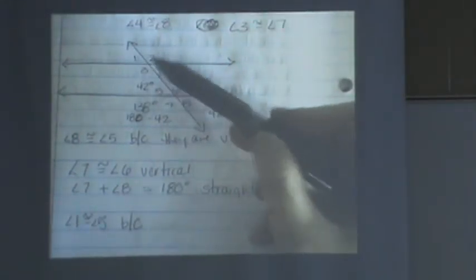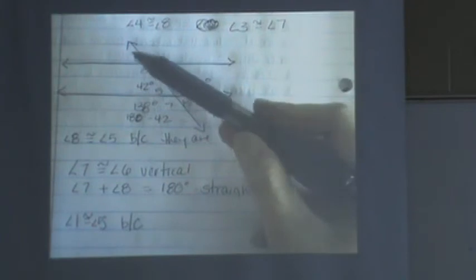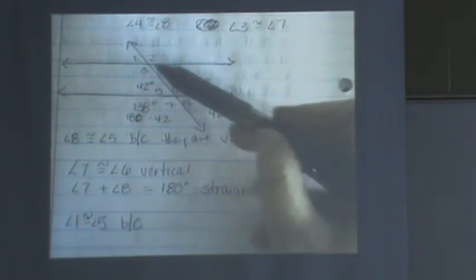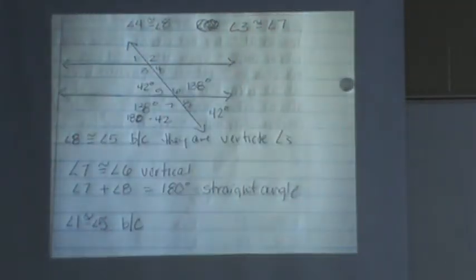What's the relationship between angle 1 and 5? Look at your diagrams from today and you tell me. They share the same position. So what kind of angles share the same position? Angles 1 and 5. Yes, but what's it called? I don't know. Congruent. Not congruent, corresponding, because they are corresponding.